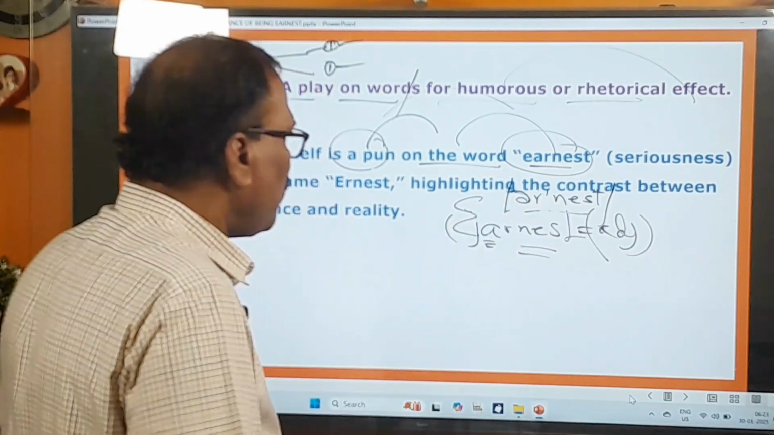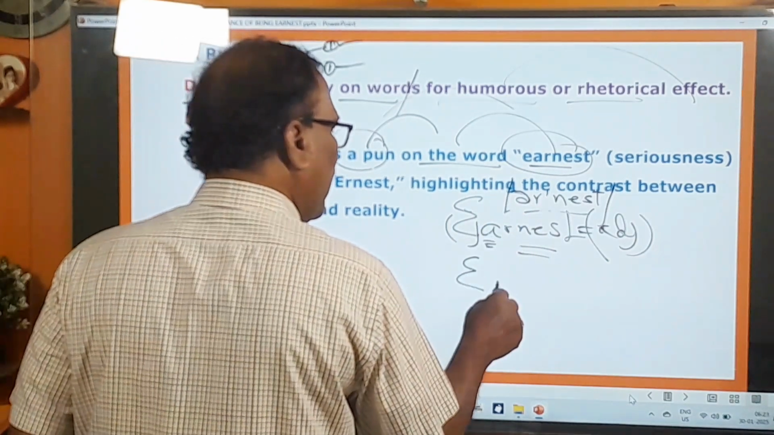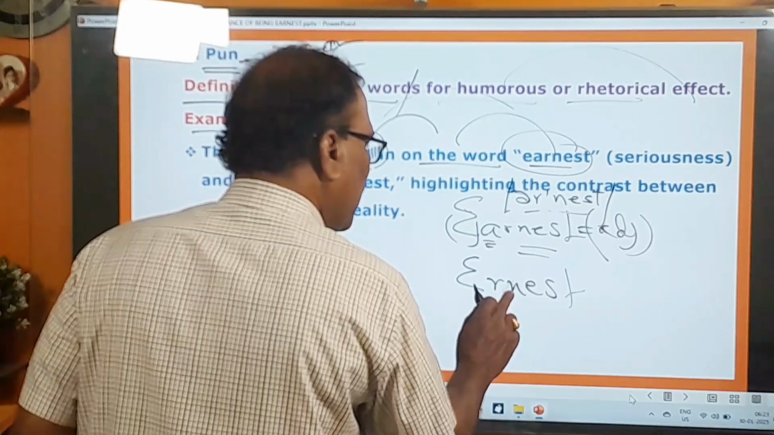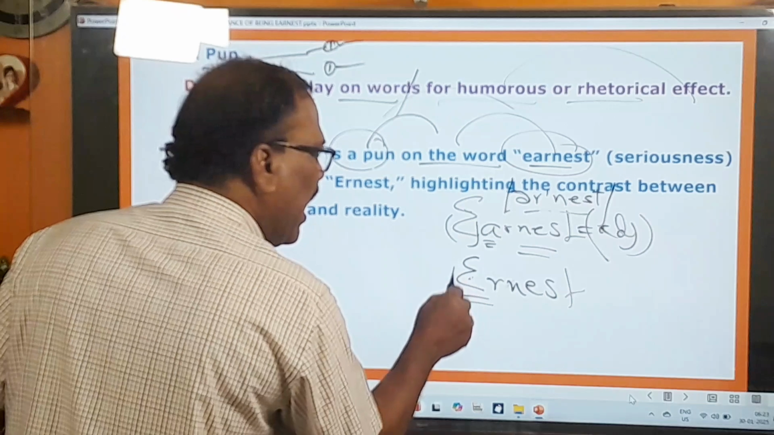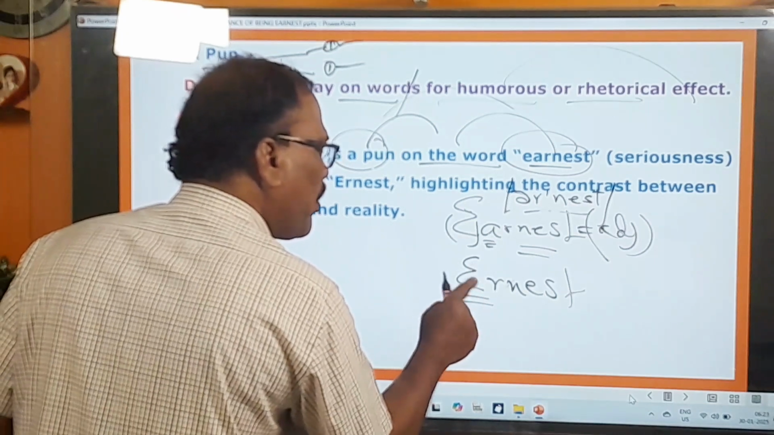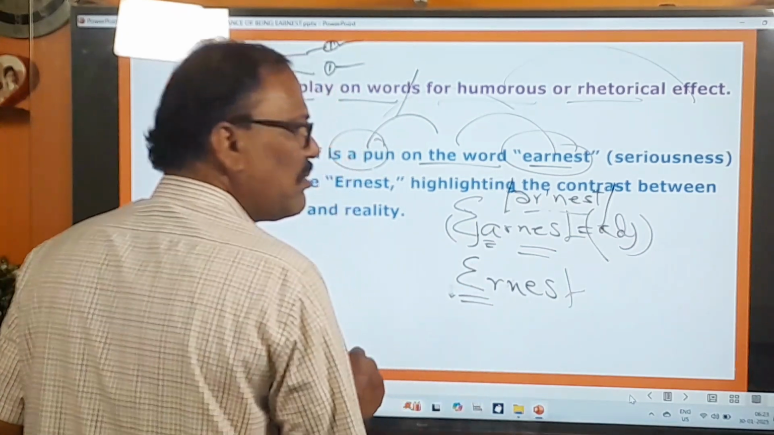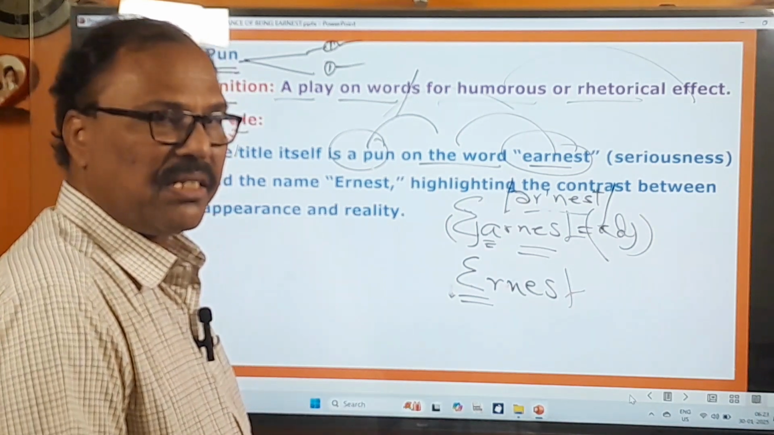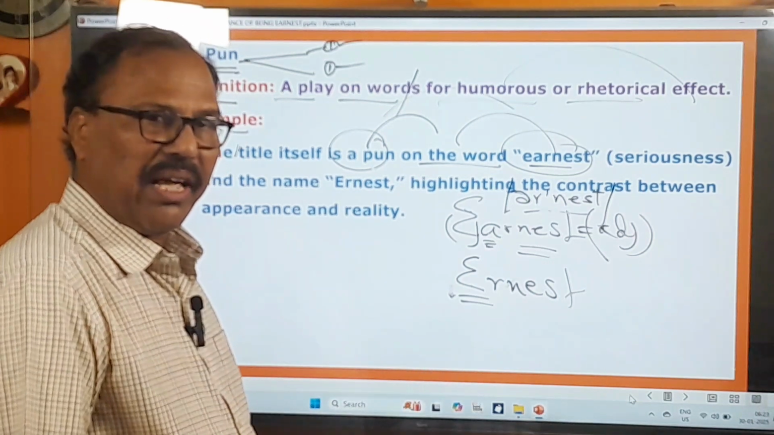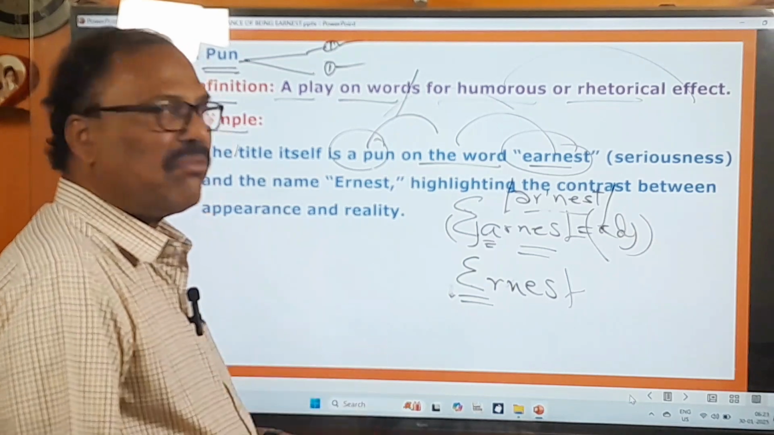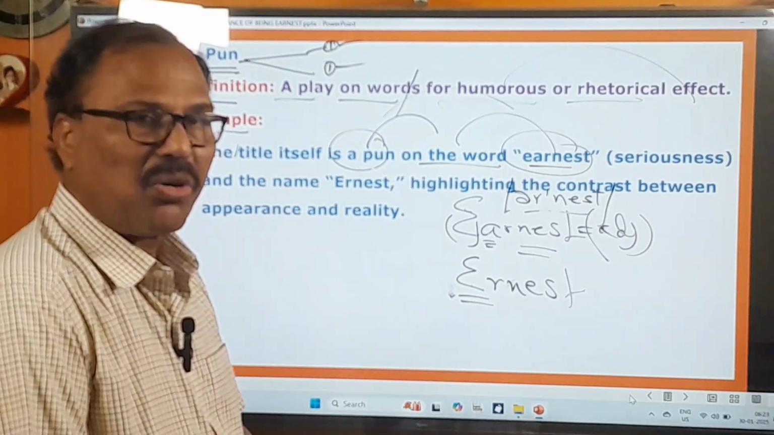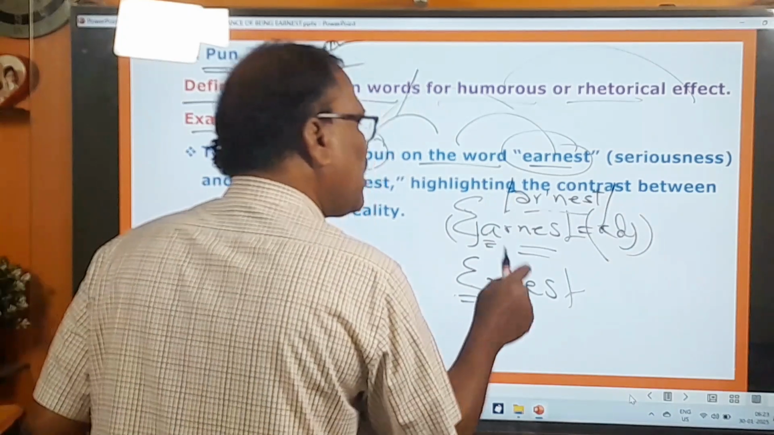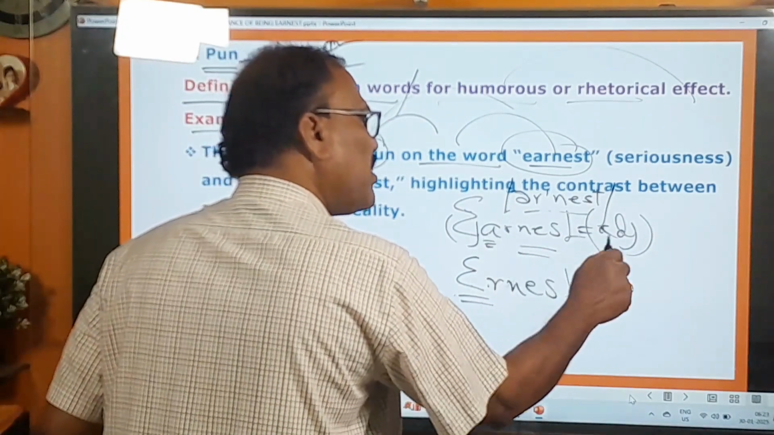So another word is there in this story, that is Ernest. See the spelling of that, E-R-N-E-S-T. Here the A is not silent, it is being pronounced. You say Ernest, Ernest Hemingway, Ernest Worthing, so many names are there. Ernest, this is Ernest, this is earnest. This is a dictionary word, an adjective.